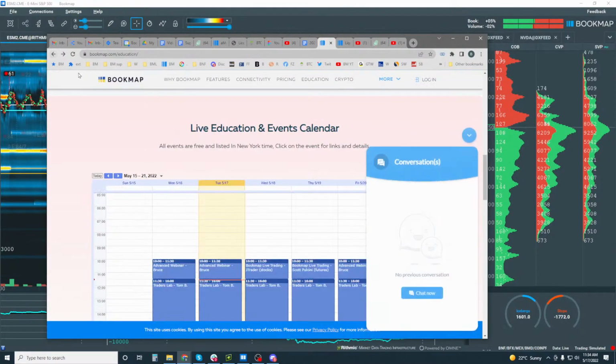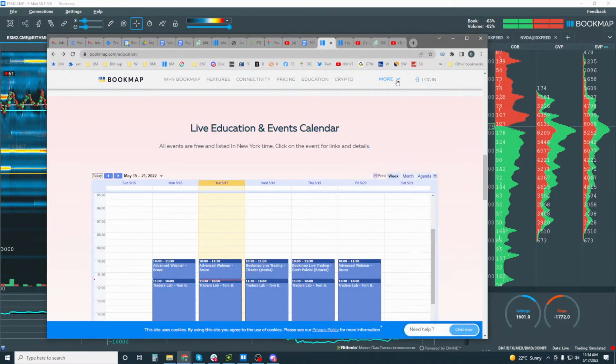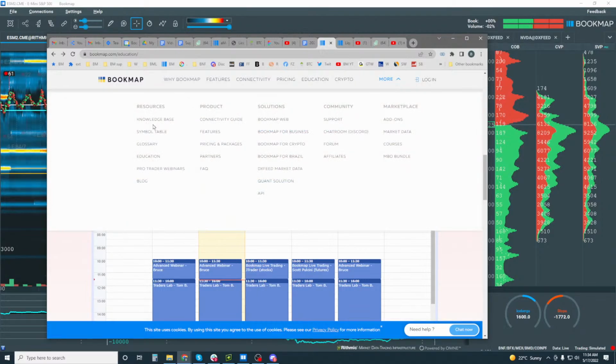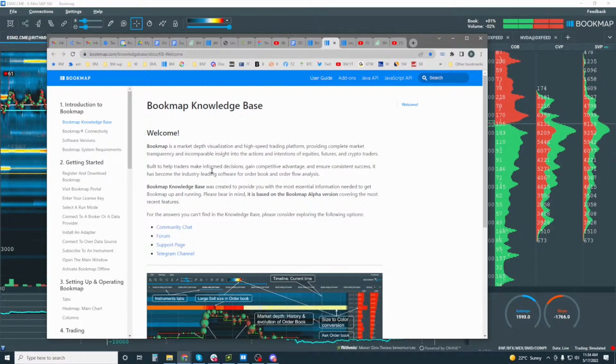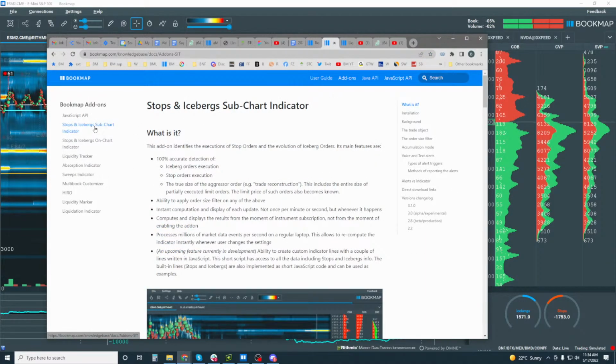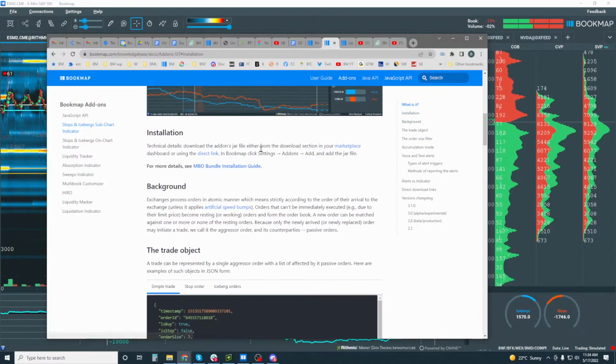So just go back to bookmap.com, click on the more button here, and then we're going to go to our knowledge base. This is a key area to go for Bookmap. Everything is usually centralized around the knowledge base. Now you're in the user guide section of the knowledge base, and then go to the add-on section here. Click on that, and then you can see stops and icebergs here, and right here on chart and subchart. Click on the scrolling link here down to installation, and you can download it here.